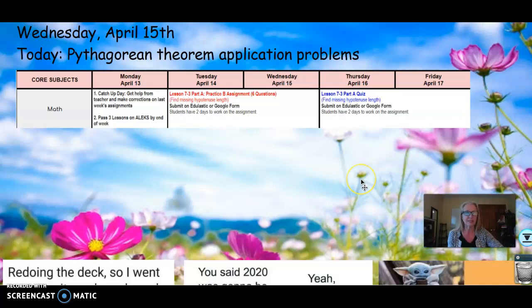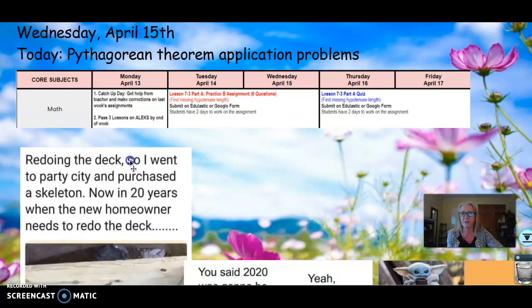I wanted to do some examples of the Pythagorean Theorem application problems with you, and I know how much we all love application problems. So that's what we're going to do this morning. Your assignment for today is the same as it was yesterday. You're working on 7.3 Part A, Practice B assignment. If you get done and you feel confident, you can go ahead and do the quiz. If you want to redo one or both, reach out to me and I will reassign it for you.